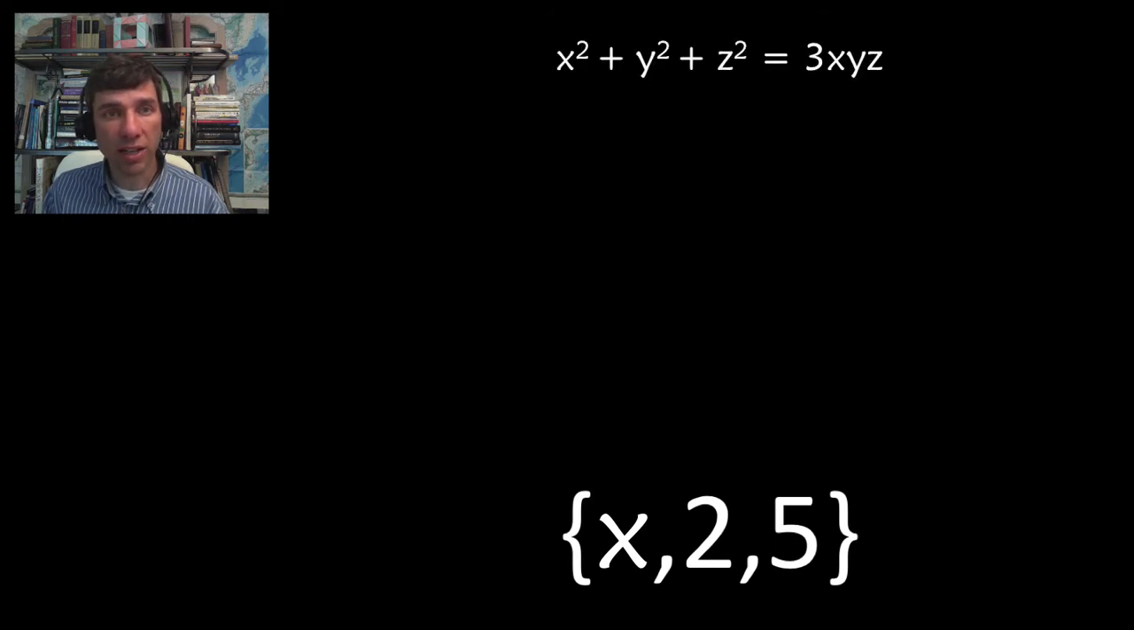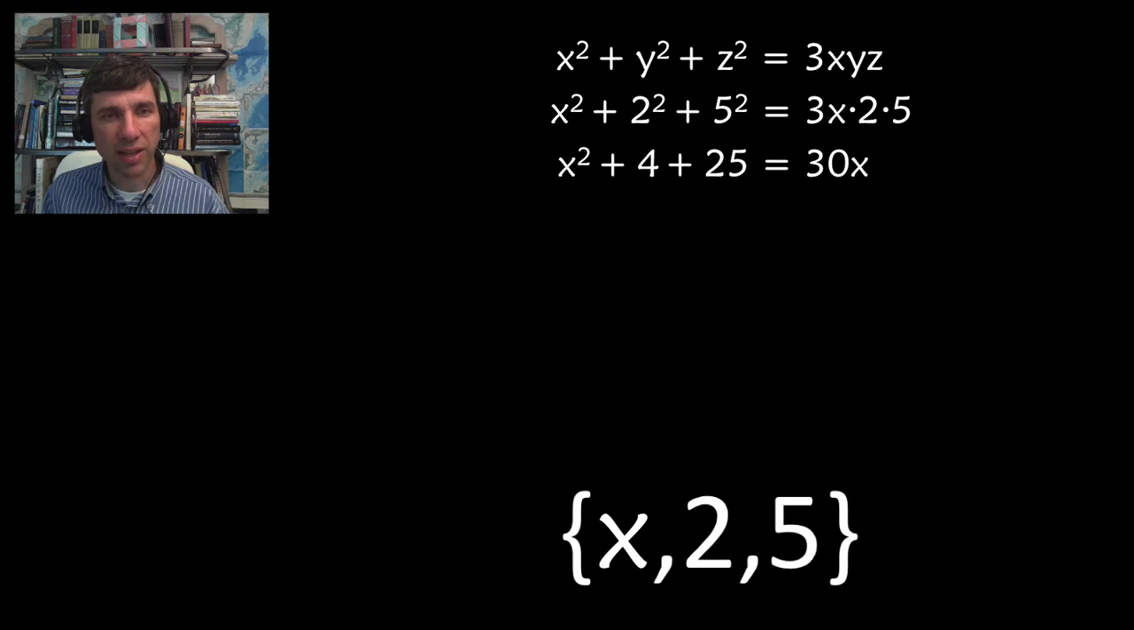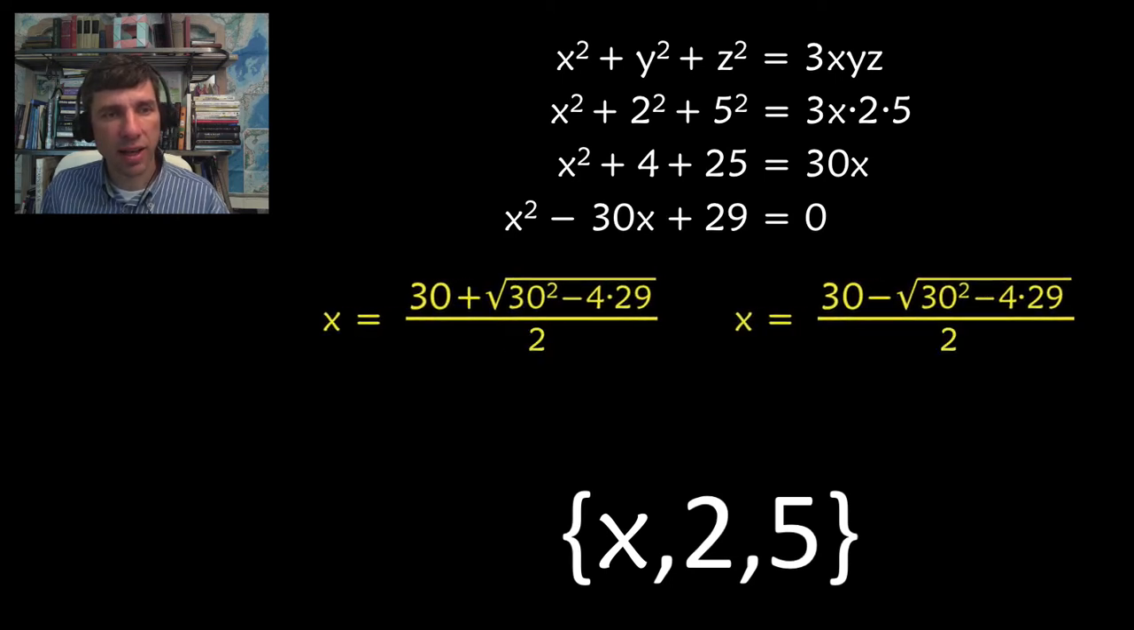So we have x squared plus y squared plus z squared, but we know that y is equal to 2 and we know z is equal to 5. So that's what we have, and we can simplify that. That's x squared plus 4 plus 25 is equal to 30x. And grouping terms, we have x squared minus 30x plus 29 is equal to 0. That's in the quadratic equation form. Now we can solve for x.